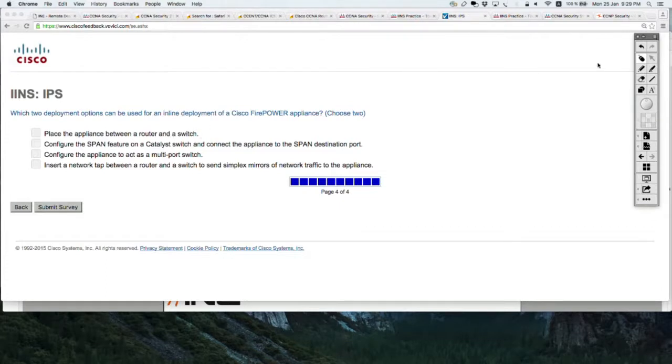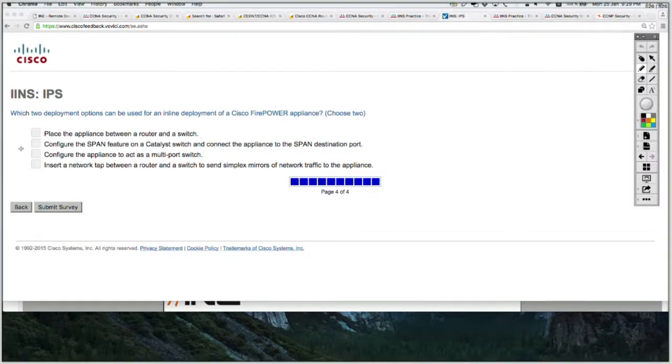Place the appliance between the router and the switch. Doesn't make sense, because if the appliance is placed inline, it's placed in layer 2, and between a router and a switch, that's a layer 3 link. So that's not correct, or should not be correct. Configure the span feature. This is not inline. Spanning means promiscuous, not inline. So it means the other one should be correct.